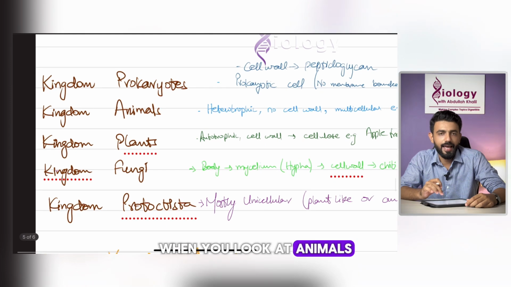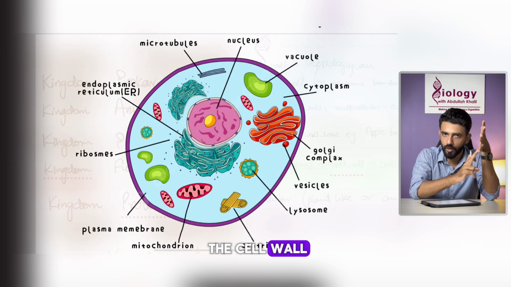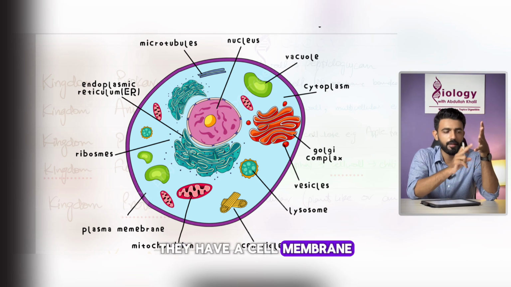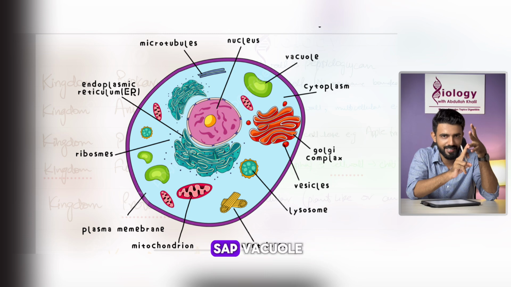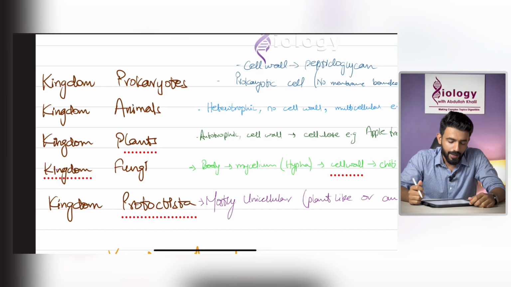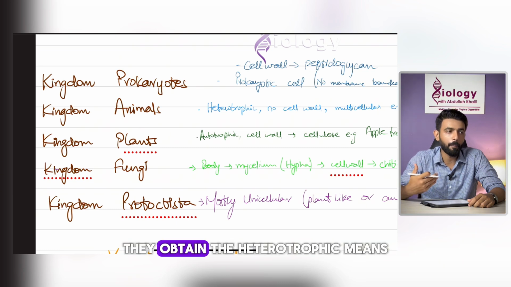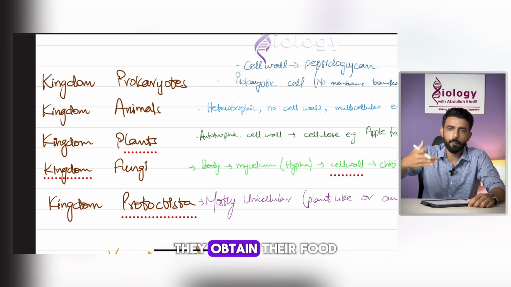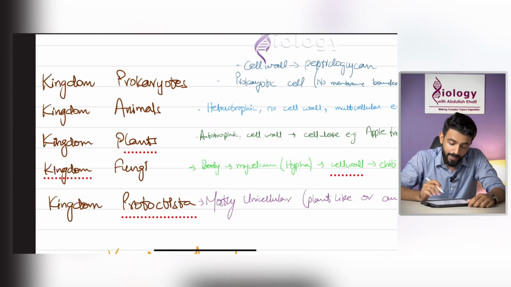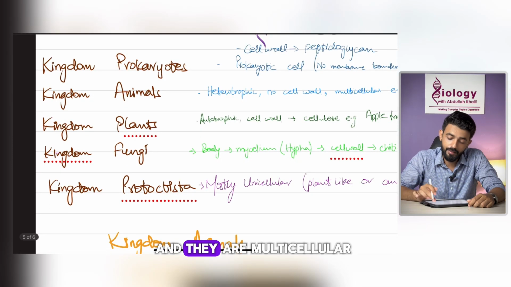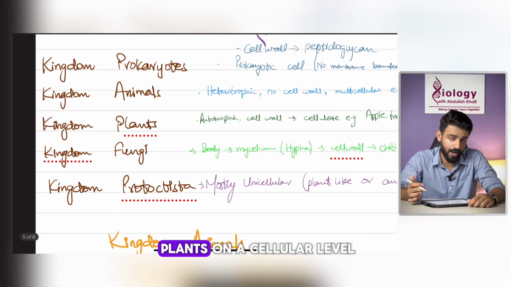When we look at animals at a cellular level, they do not have a cell wall. They have a cell membrane. They do not have chloroplasts. They do not have a permanent sap vacuole. And animals are heterotrophic, which means they obtain their food from other organisms. They cannot prepare their own food, and they are multicellular. An example is a lion.